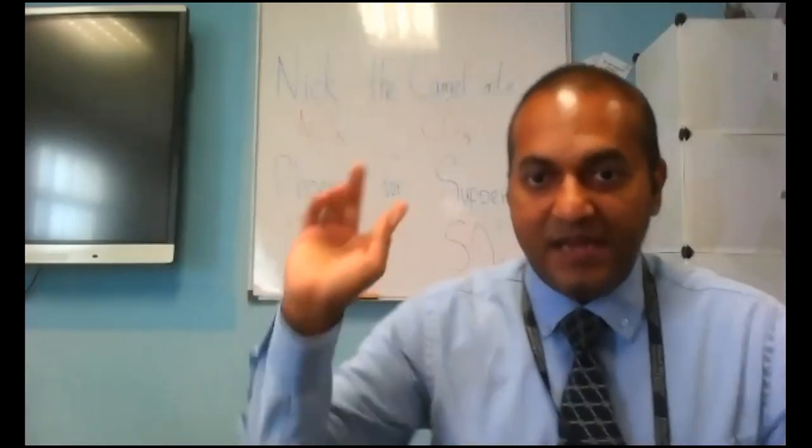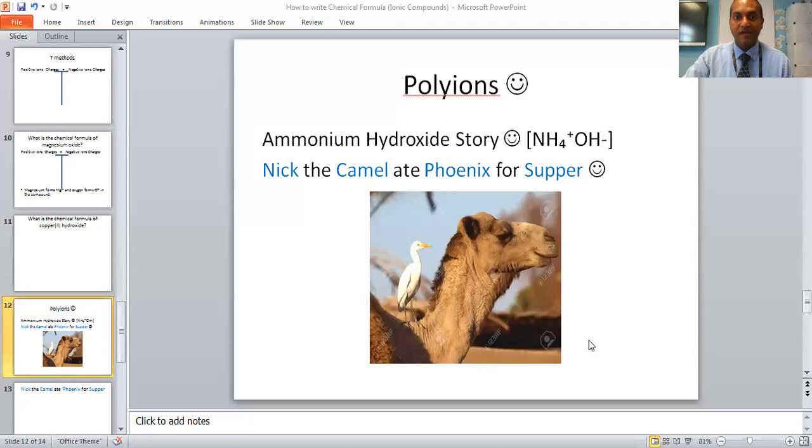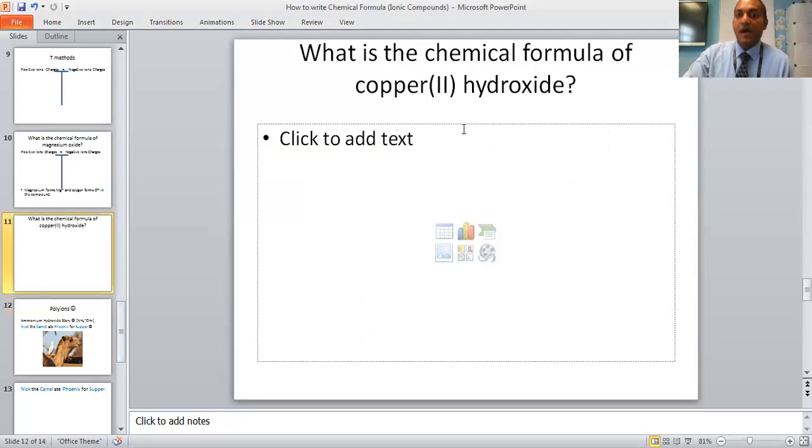Once you can remember Nick the camel ate phonics for supper, you can come up with these 4 polyions, and this story is known, for me, as the ammonium hydroxide story. Ammonium is NH4 plus and OH is minus, hydroxide. So coming back to our question just now, how to find the formula of copper hydroxide?